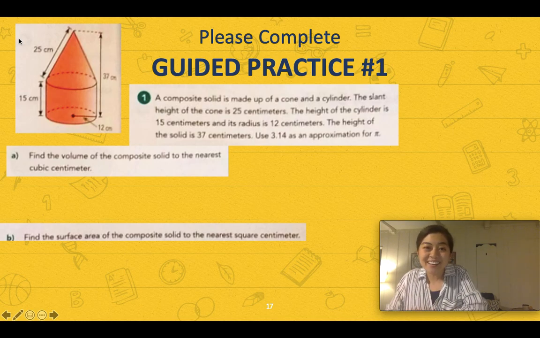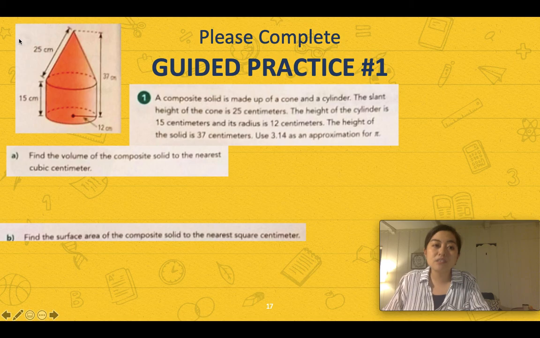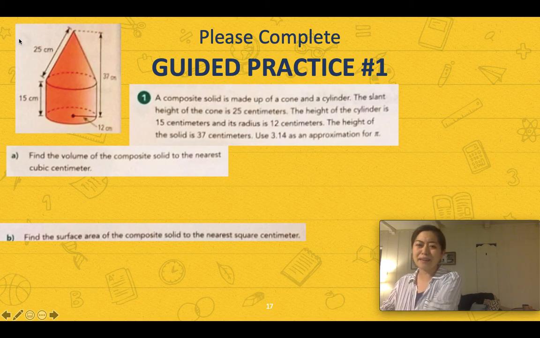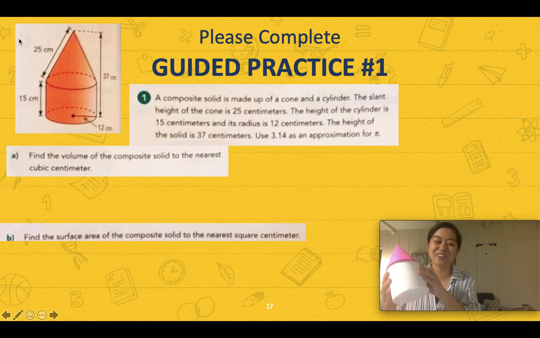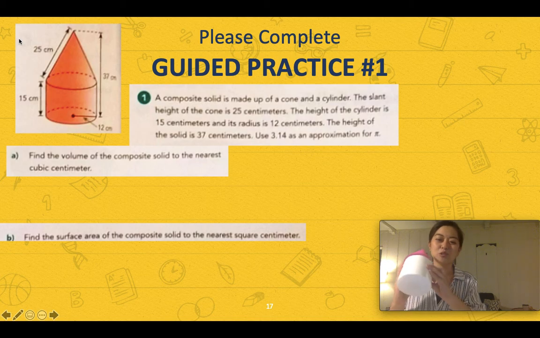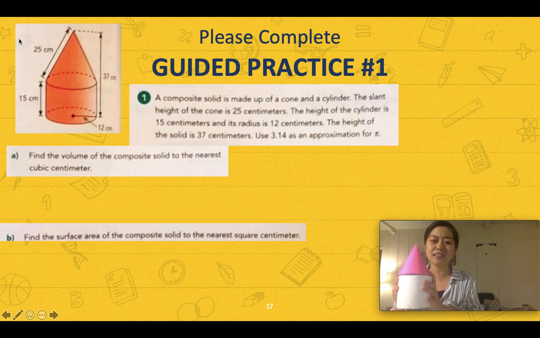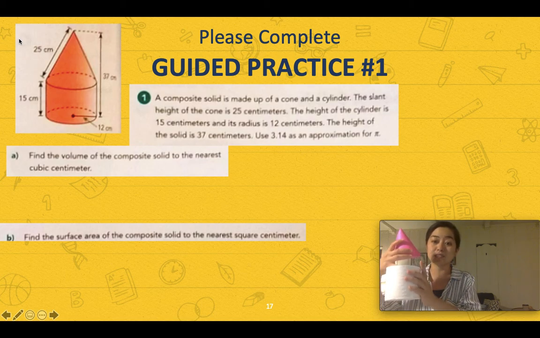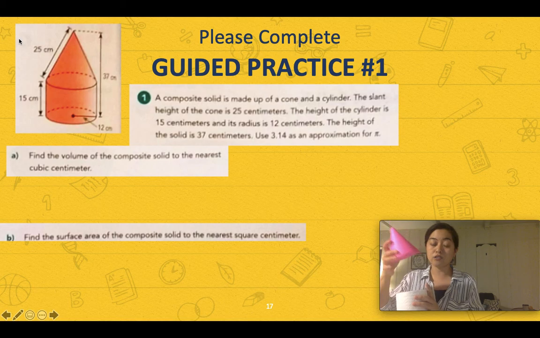All right, welcome back. Okay, so as you can see in the picture, right now, we're going to find the volume of the composite solid to the nearest cubic centimeter. That's part A. So I tried to make a similar 3D shape of a composite solid with a toilet paper roll and cardstock. And so I see that the volume is whatever space is taken up inside of the cylinder, and also whatever space is taken up inside of this cone, right?